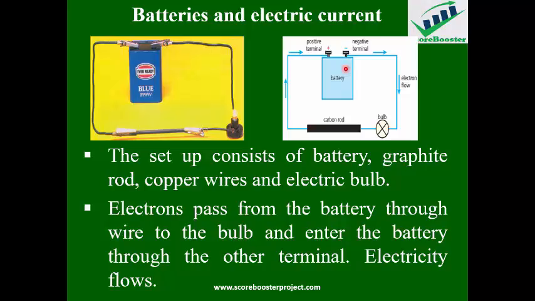In other words, the flow of electricity, or current of electrons, is what brings the light. The flow of electrons inside the battery and inside the wire is what is called electricity, electric current flow.